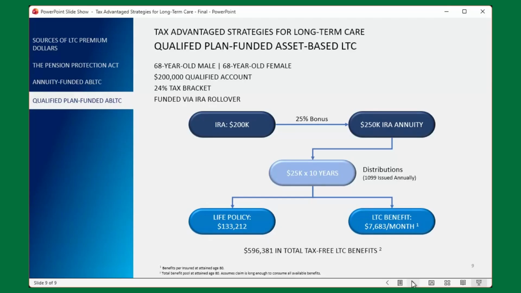And remember that leverage story, which is so powerful. We've got just shy of $600,000 in tax-free long-term care coverage. So what a great way to protect that retirement plan, reduce the emotional and financial stress on the family if one or both of those clients needed care in the future.